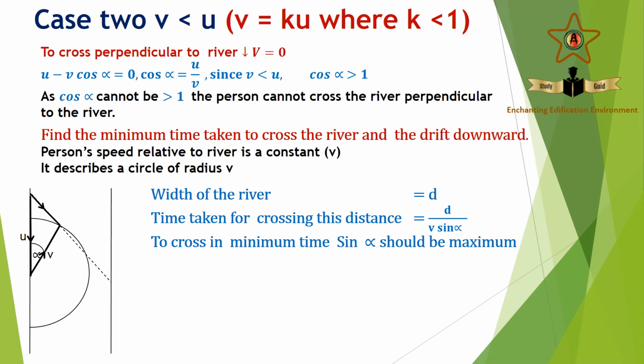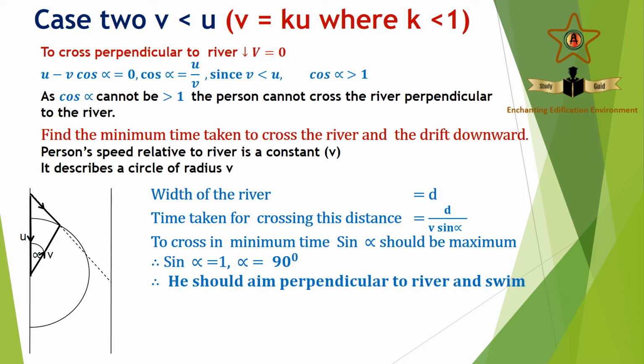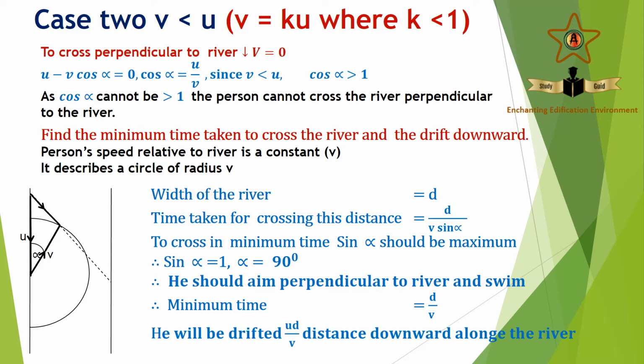To cross in minimum time, sin alpha should be maximum. So sin alpha is equal to 1, so alpha is 90 degrees. So he should aim perpendicular to the river and swim, just like the earlier case. Minimum time is going to be d over v. He will be drifted u d over v distance downward along the river. These values are the same as the previous case, but of course he cannot swim perpendicular to the river.